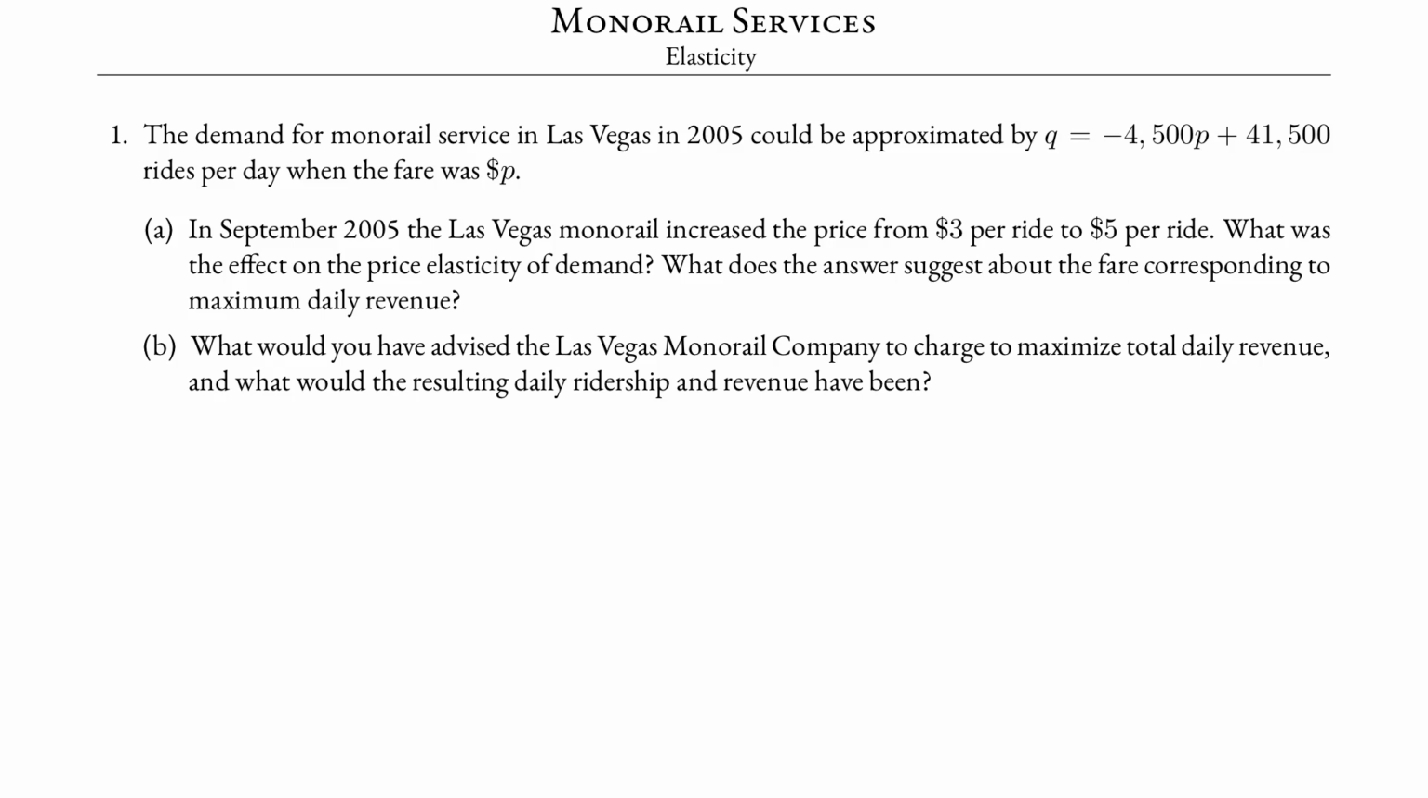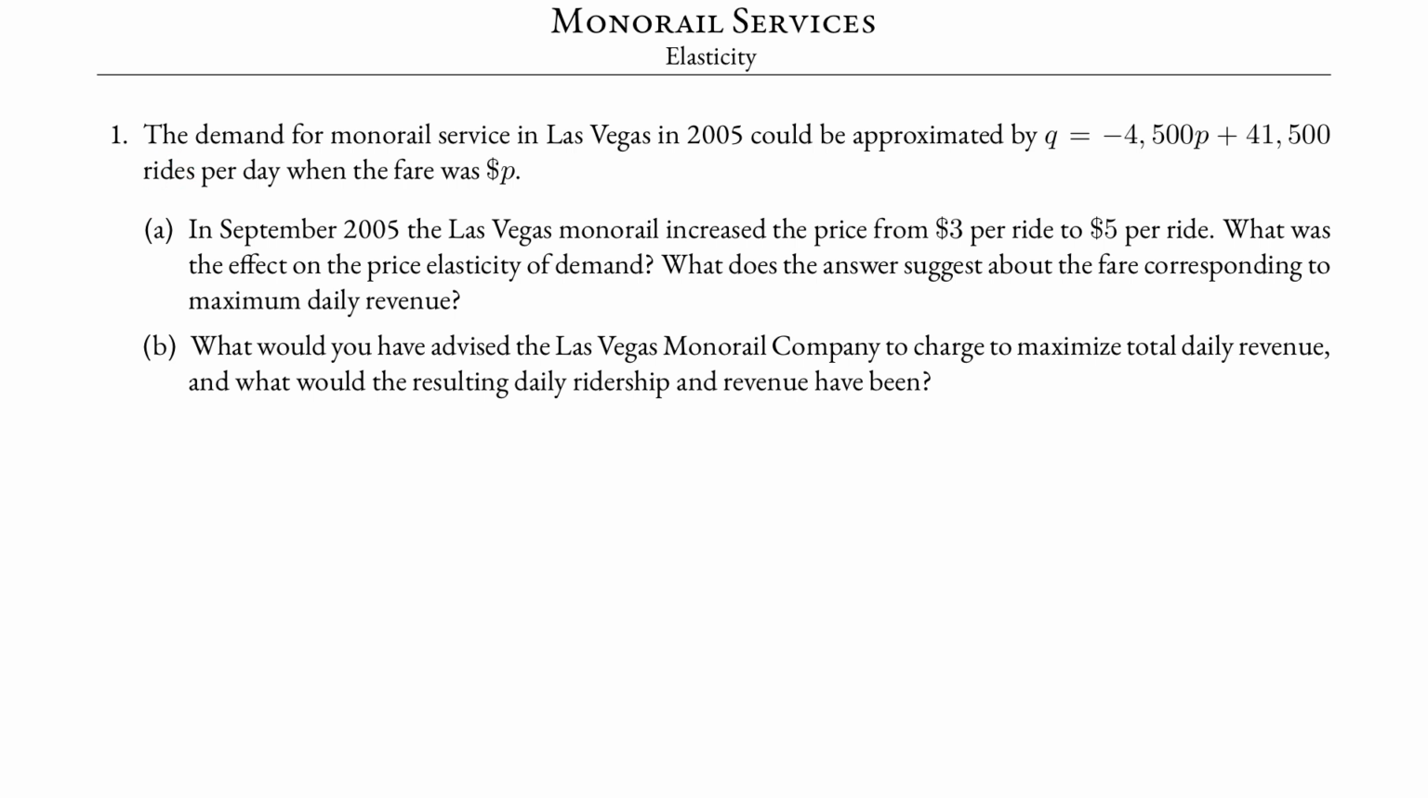The demand for monorail service in Las Vegas in 2005 could be approximated by Q equals negative 4,500 P plus 41,500 rides per day when the fare was P dollars. We are given the supply equation in terms of P, the price. P is the price and Q is the quantity, the number of rides.